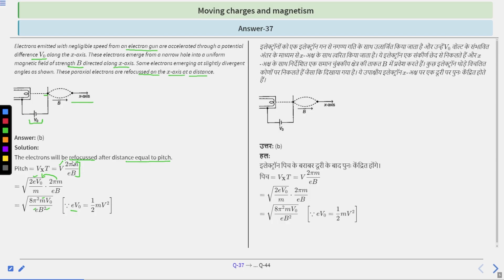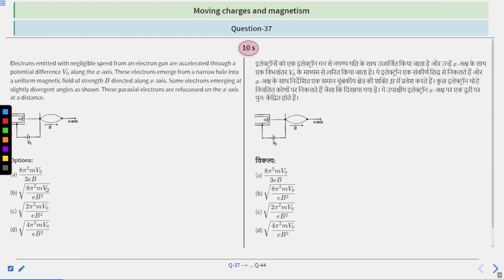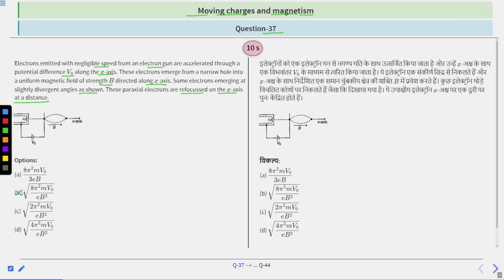The electrons will refocus after a distance which is equal to the pitch, and that distance is this. Clear? So electrons are refocused on the x-axis at this distance. So the correct answer is option B. Clear? B option is correct.